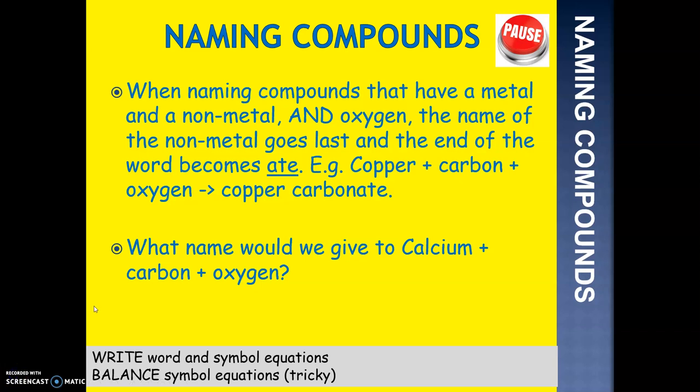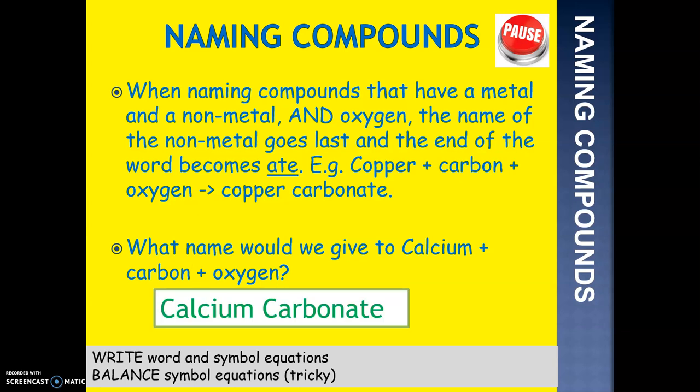Okay, hopefully you've done that. So if we react calcium plus carbon plus oxygen, what would you get? Well, hopefully you got the answer calcium carbonate. So calcium plus carbon plus oxygen makes calcium carbonate. If the second word of the compound has "ate" in it, that means it contains oxygen. If it's "ide", it means it doesn't. If it's got "ate" in it, it contains oxygen.